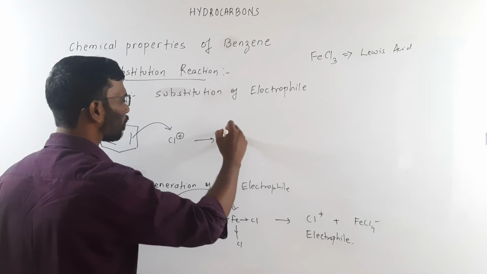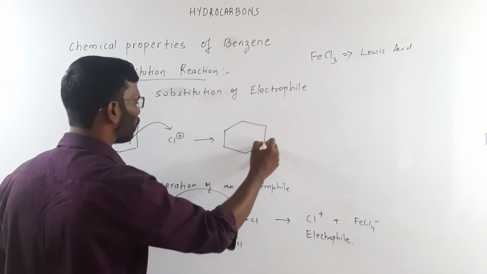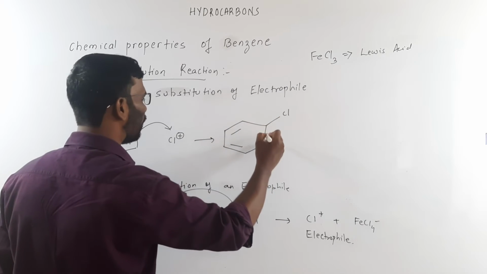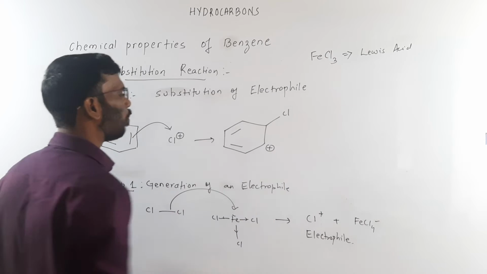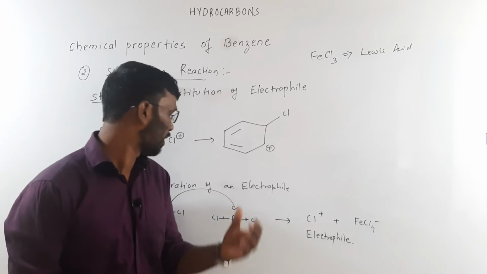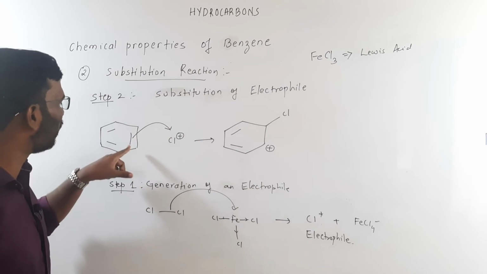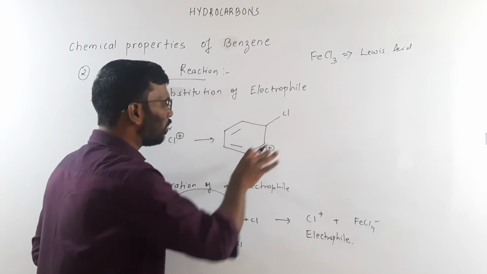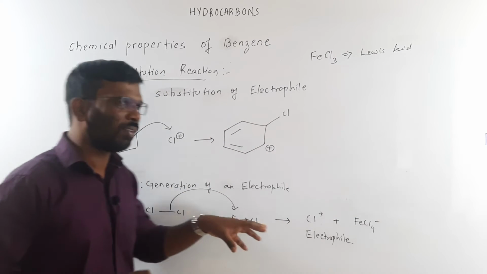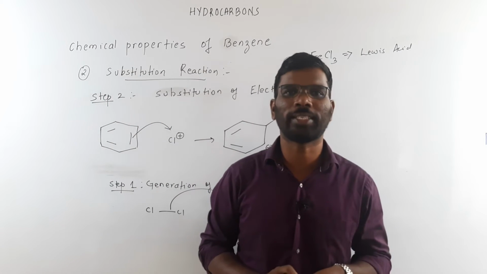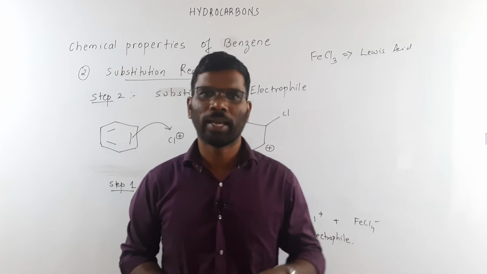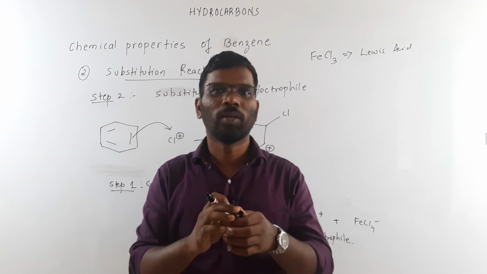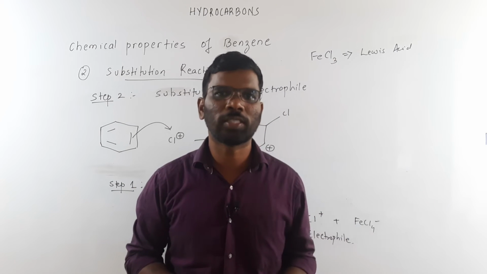And this chlorine will be there. And here a positive charge will be generated because, while forming this bond, this carbon is losing its electron. Now what has happened in this substitution? Benzene is aromatic, and the aromaticity of the benzene is disturbed. So benzene has lost its stability.